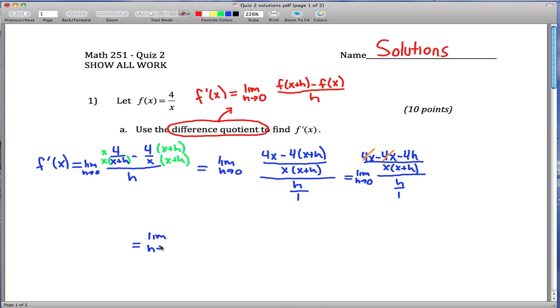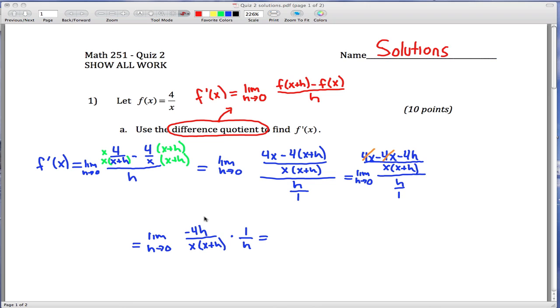We got that's equal to the limit as h approaches 0 of, what do we got, just a negative 4h left up top, and then x times x plus h. And then instead of dividing by h over 1, we'll multiply by 1 over h. Remember, dividing fractions is the same as multiplying fractions, except you have to multiply by the reciprocal of the denominator. The advantage to looking at things in this form is maybe now you see that this h right here and this h right here will cancel each other out, which is good because now we won't end up with that 0 over 0 when we plug in 0 for h.